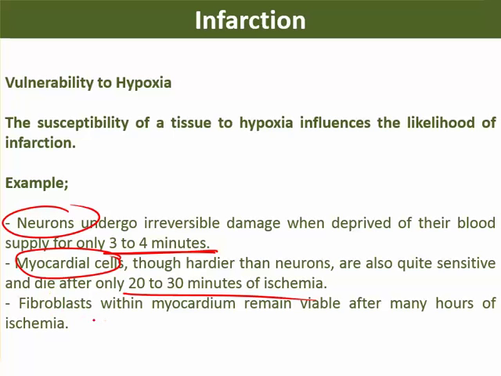Now, for example, fibroblasts or skeletal muscle cells can survive for many hours. Connective tissue cells can survive for many hours because they have glucose in them. So this is called vulnerability to hypoxia. It depends upon what other energy resources they have.